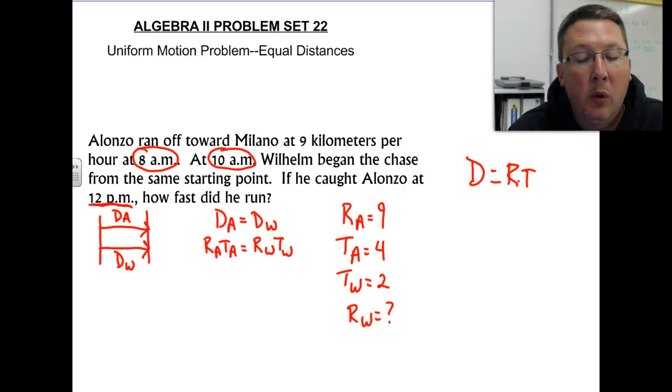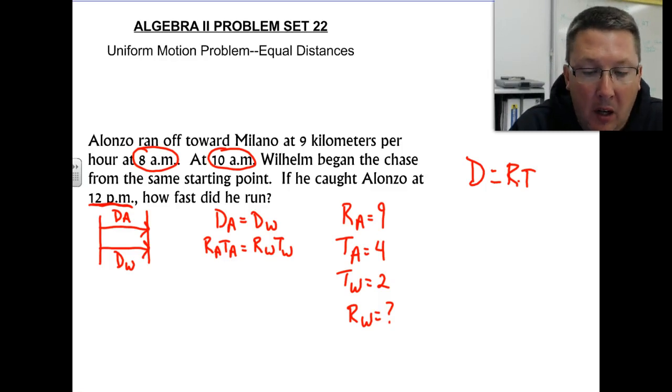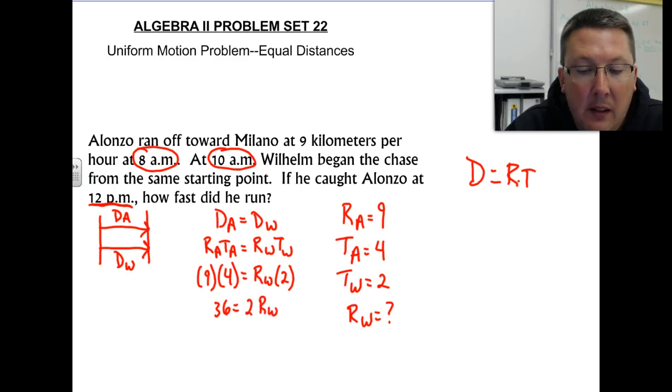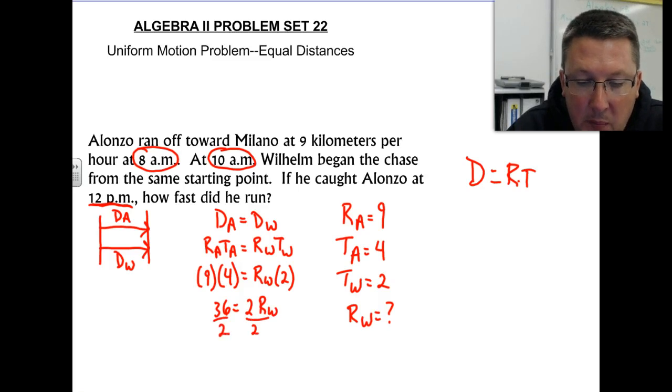So I know 3 out of the 4 variables. I plug them in. RA is 9. TA is 4. RW we don't know. That stays. Times TW, 2. All right, we're ready to solve. 9 times 4 is 36. RW times 2 is 2RW. Now we finish by solving for RW, divide both sides by 2, and we get RW is 18.